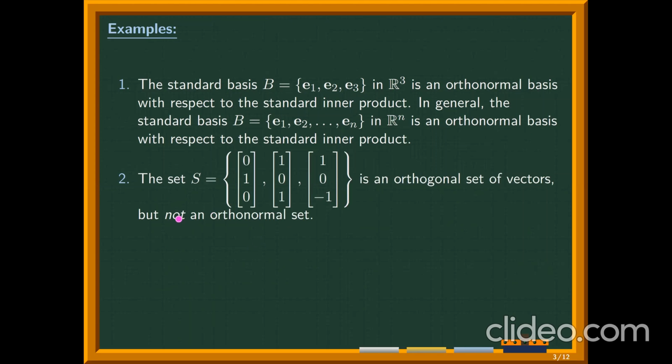In R3, considered as an inner product space with the standard inner product, this set is an orthogonal set because the dot product of (0, 1, 0) with (1, 0, 1) is 0. The dot product of (0, 1, 0) with (1, 0, -1) is 0. And the dot product of (1, 0, 1) and (1, 0, -1) is 1 plus negative 1, or 0. So it's an orthogonal set of vectors, but not an orthonormal set because (1, 0, 1) and (1, 0, -1) are not unit vectors with respect to the standard inner product.